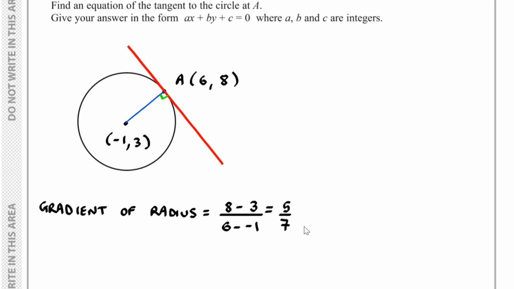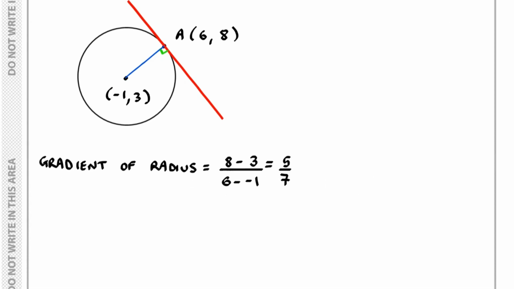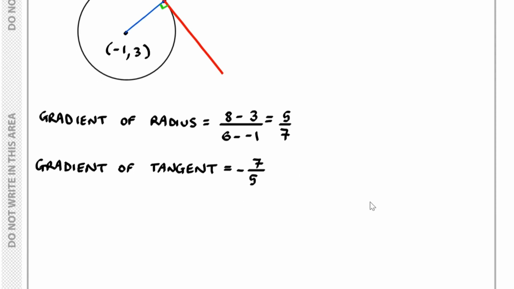So the gradient is 5/7. The gradient of the tangent is the negative reciprocal of this, which is 7/5. And so, using y equals mx plus c, we therefore have y equals minus 7/5x plus c.